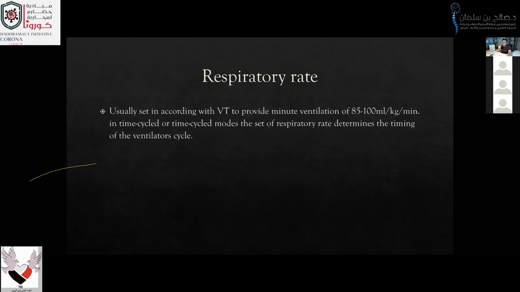The respiratory rate is usually set in accordance with the tidal volume to provide minute ventilation of 85 to 100 milliliter per kilogram per minute. In time cycled mode, the preset respiratory rate determines the timing of the ventilator cycle.